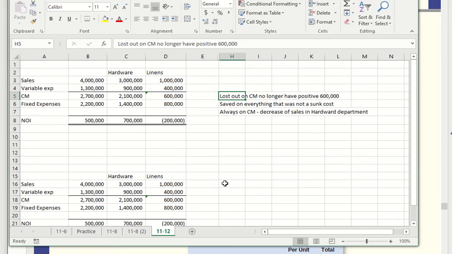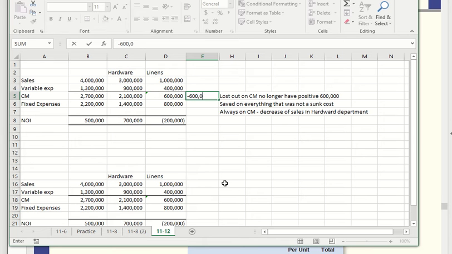We lose out on contribution, we no longer have a positive $600,000. Remember that this is the quick way of doing it, or just the differential. So again, we're losing $600,000 because we no longer have linens. We're not making sales, so like a negative million, we don't have $1 million in sales, but we're saving money because we don't have variable expenses, but we'll still lose out on $600,000 of contribution margin. Right, and so we saved on everything that was not a sunk cost.